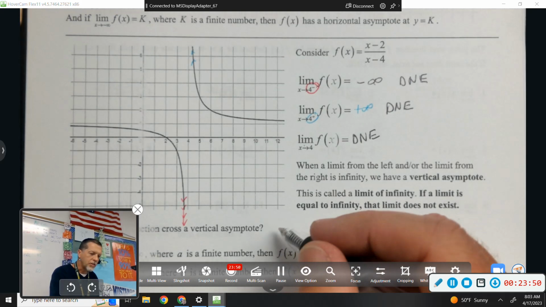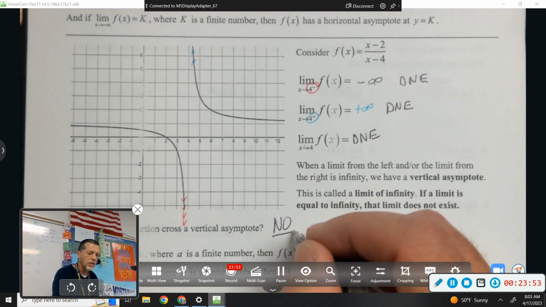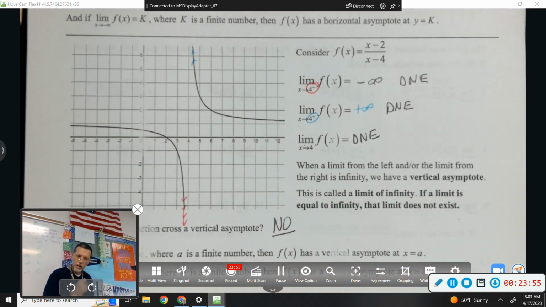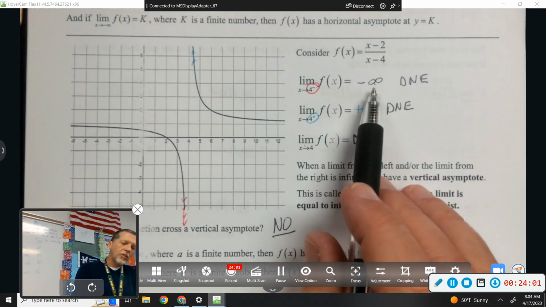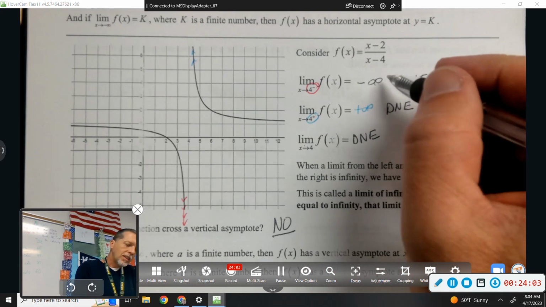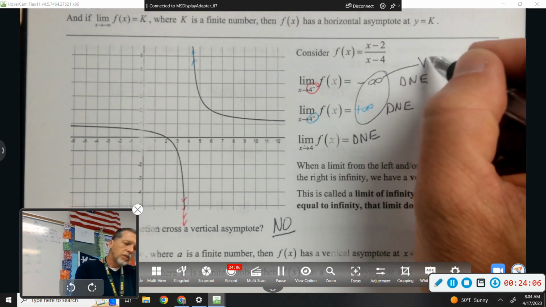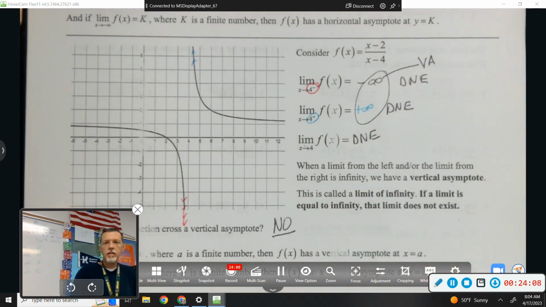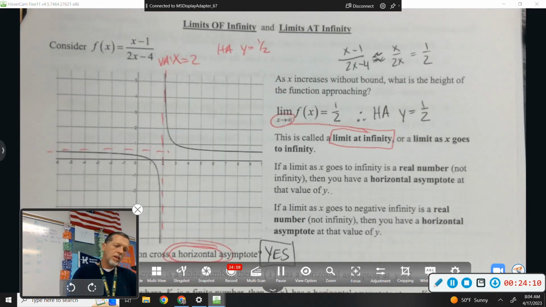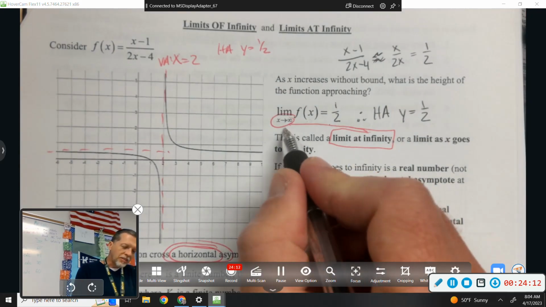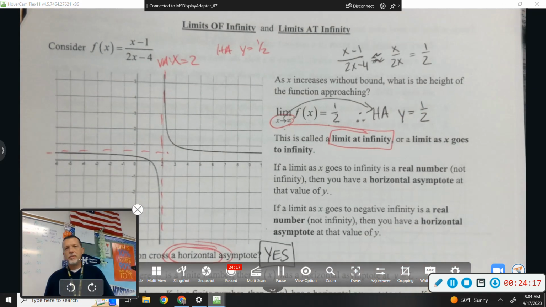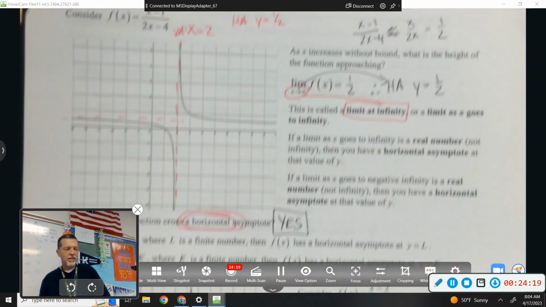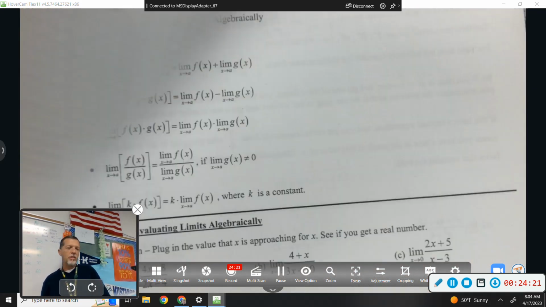Can a function cross a vertical asymptote? The answer is no, it cannot. So if your answer is infinity, then that means you have a vertical asymptote. If you're approaching infinity and you get an answer, that means there's a horizontal asymptote. But it's usually easier to just look at the picture to pick off your horizontal and vertical asymptotes.